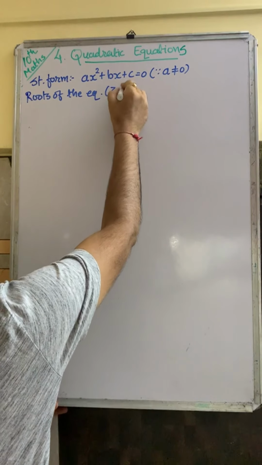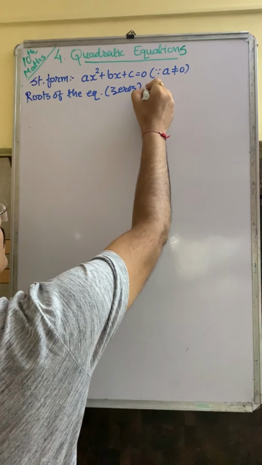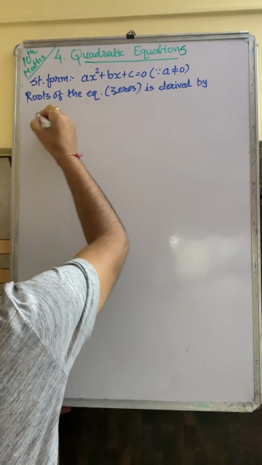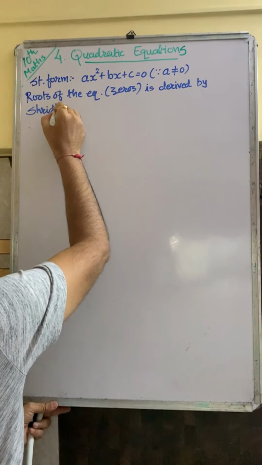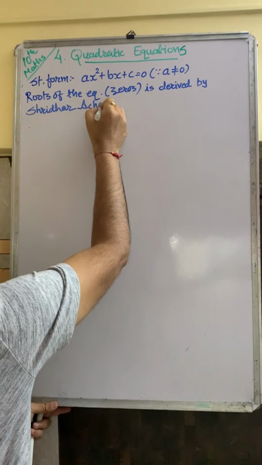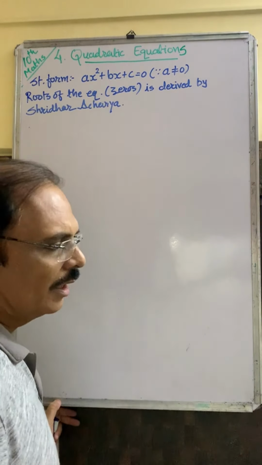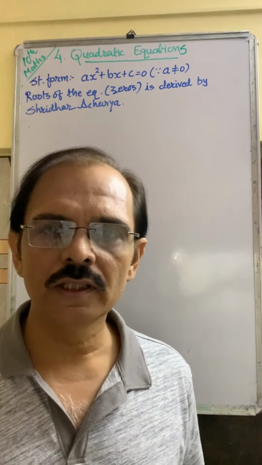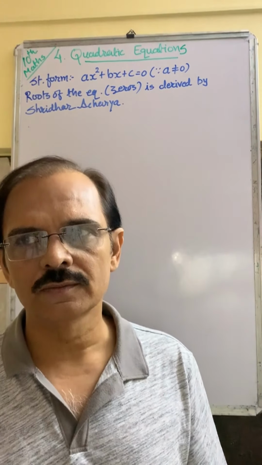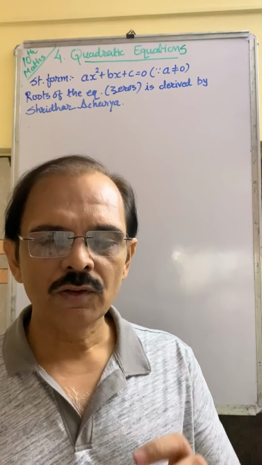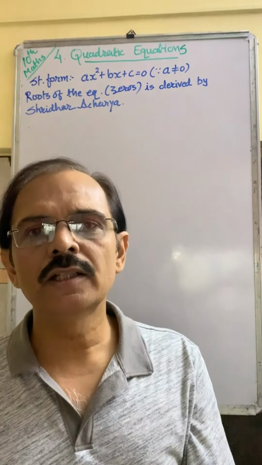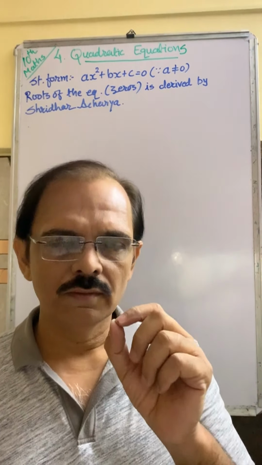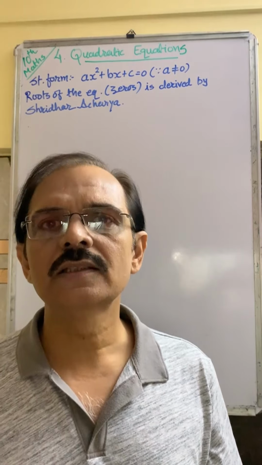So, the roots of the equation, that is called zeros of the equation, are derived by Sridhar Acharya. Okay, now see, Sridhar Acharya's derivation is too long, so here we explain it very briefly. During this, he found one term which repeats continuously, which we call the repeating term. He gave a name to this repeating term, that is called discriminant.